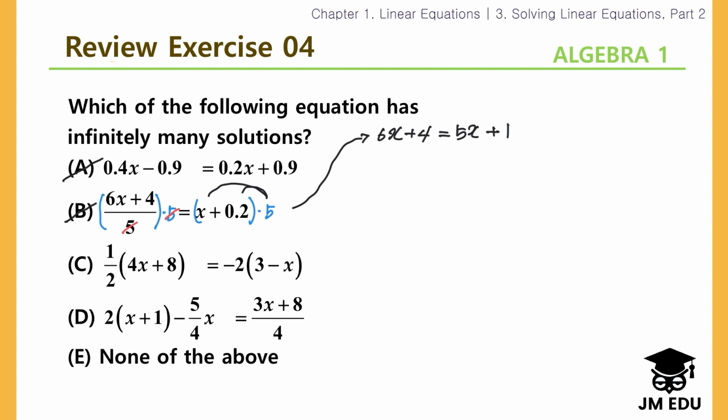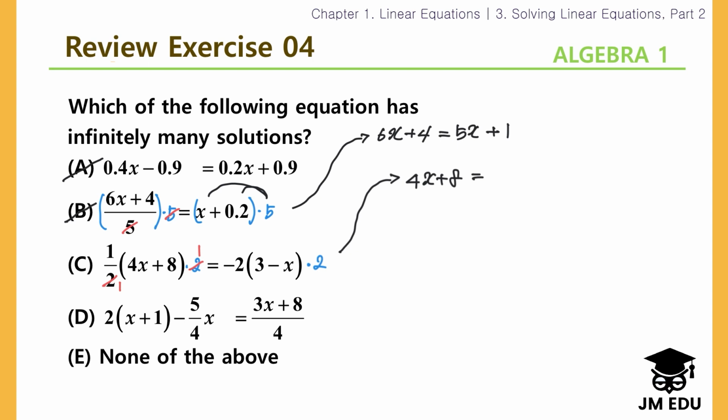Part C, we have 1 over 2. So we're going to multiply by 2 here and multiply by 2 here. So let's simplify this. 2 times 2 times 1 is 2, 2 times 1 is 2, right? So on the left hand side, we have 1 times 4x plus 8, which is equal to 4x plus 8.